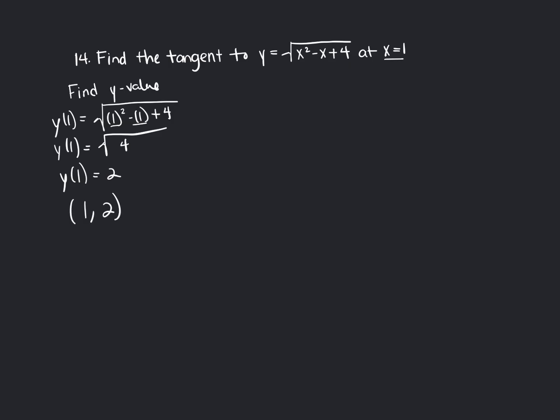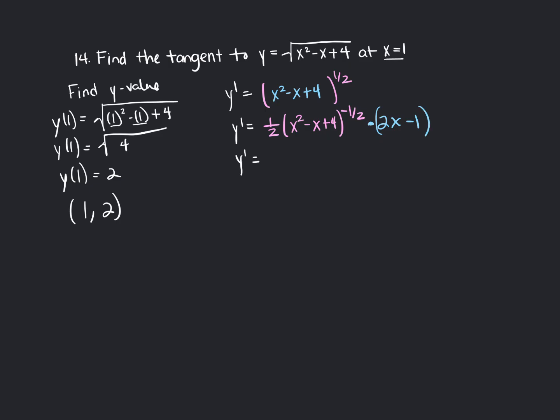To find our slope, I have to find the first derivative. And we can see that this is another chain rule, where I have something to the 1/2 on the outside and x squared minus x plus 4 on the inside. So y prime is derivative of the outside, so that's going to be 1/2 times x squared minus x plus 4 to the -1/2. And then we multiply that by the derivative of the inside, which is 2x minus 1. So we can clean that up.